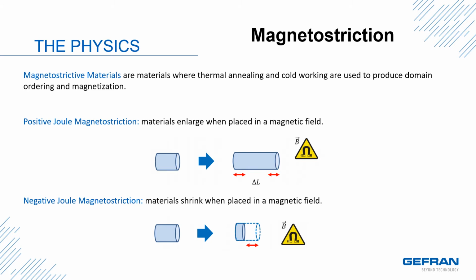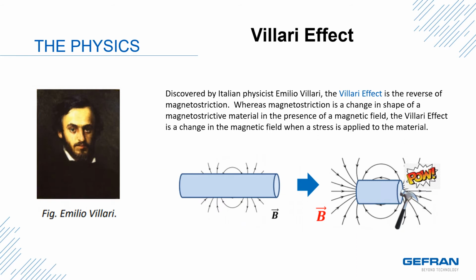Magnetostrictive materials are materials where thermal annealing and cold working are used to produce domain ordering and magnetization. In positive Joule magnetostriction, materials enlarge when placed in a magnetic field. In negative Joule magnetostriction, materials shrink when placed in a magnetic field. The Villari effect. Discovered by Italian physicist Emilio Villari, the Villari effect is the reverse of magnetostriction. Whereas magnetostriction is a change in shape of a magnetostrictive material in the presence of a magnetic field, the Villari effect is a change in the magnetic field when a stress is applied to the material.